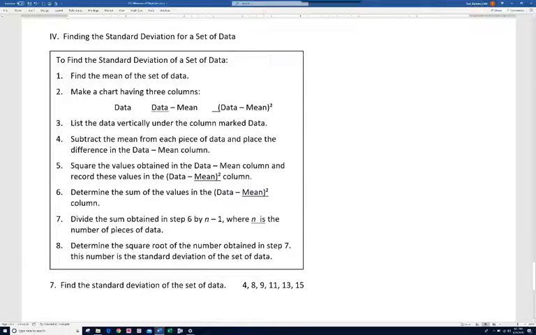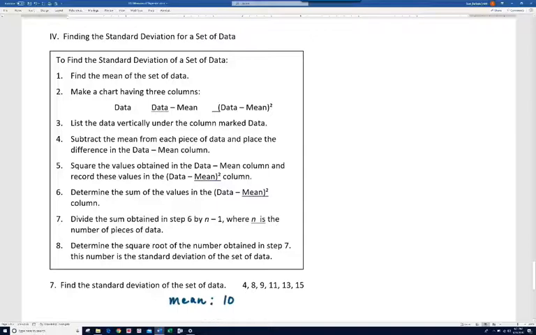We need to find the standard deviation for this set of data where we have 4, 8, 9, 11, 13, and 15. So basically, we just need to follow the directions here. It says to find the standard deviation of a set of data, number 1, we want to find the mean. And so you can certainly do that, and you should get a mean of 10.